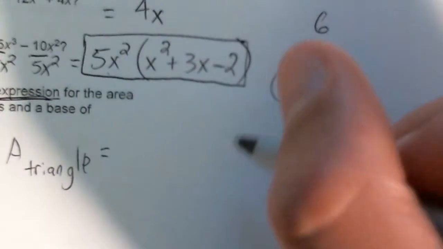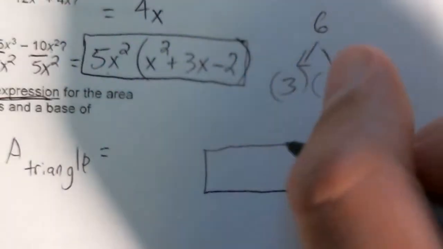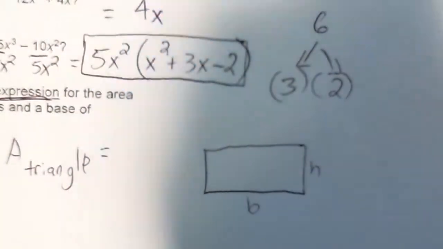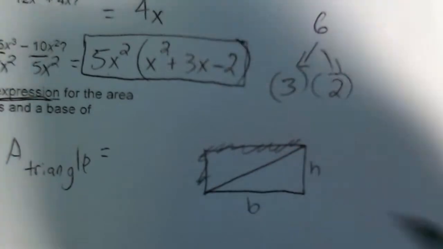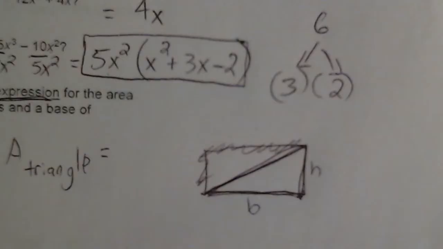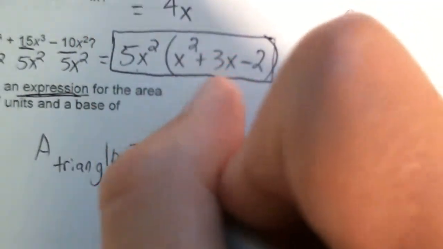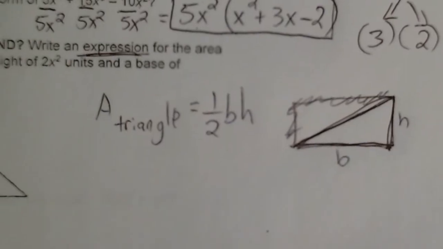Okay, well, what is the area of a rectangle? What's the formula for the area of a rectangle? Base times height, right? So doesn't it make sense that the area of a triangle, the area of this guy, is just half of that? I just cut the rectangle in half. So the area of a triangle is simply 1/2 the base, is 1/2 of the rectangle. 1/2 base times height, okay?